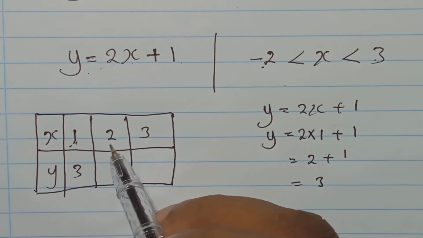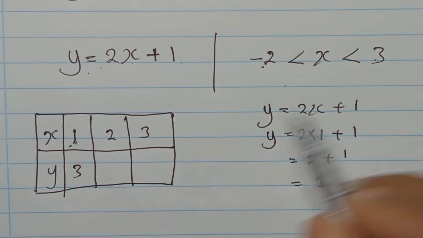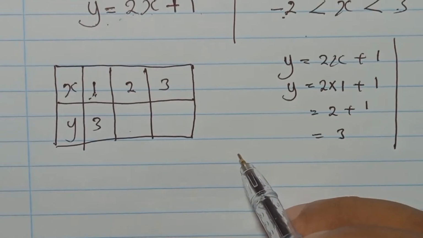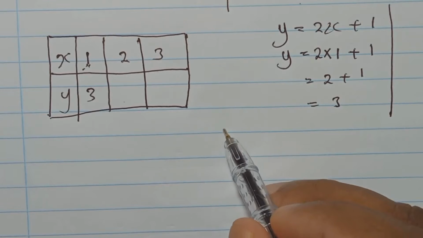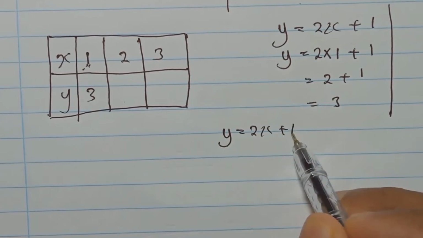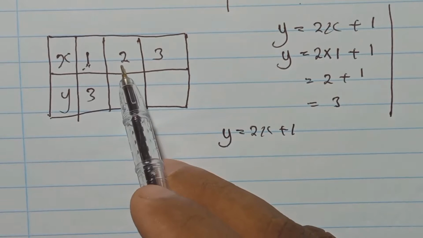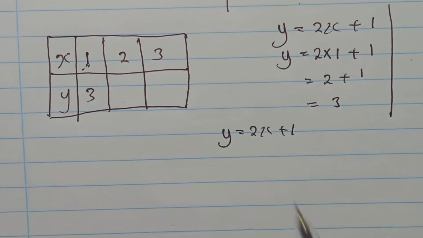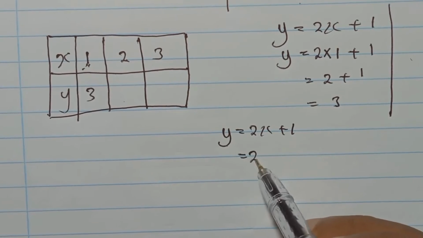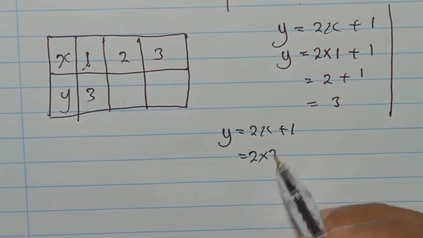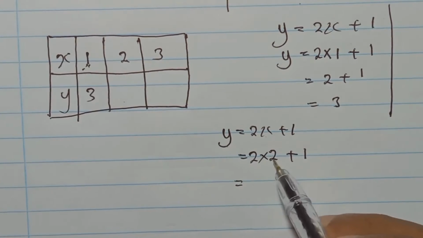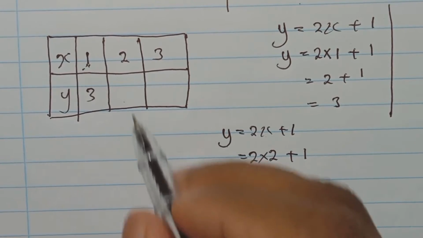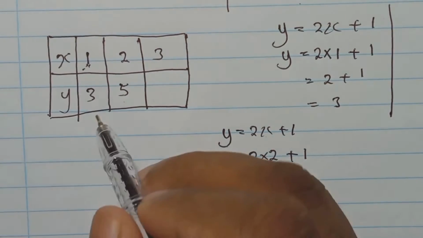Like that, I need to find the other: when x equals 2, what is the y value? I will write the same equation again, y equals 2x plus 1. For the x I replace 2, because I need to find the y value when x equals 2. So 2 into 2, plus 1. Now 2 into 2 is 4, 4 plus 1 becomes 5. So y will become 5.